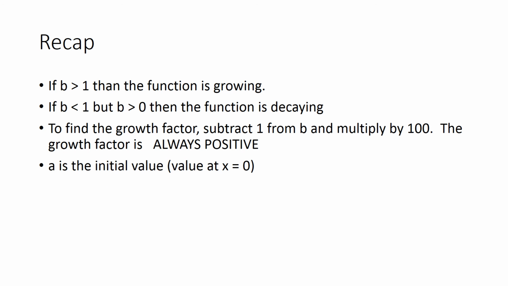Okay, so here's a recap of what we've done. If B is greater than 1, then the function is growing. If B is between 0 and 1, then the function is decaying. To find the growth factor, subtract 1 from B and multiply by 100. Remember, the growth factor is always positive, and the initial value is simply A. That is the value at x equals 0.